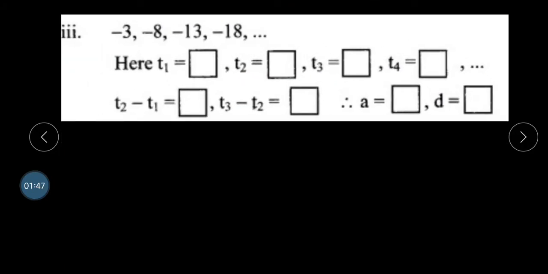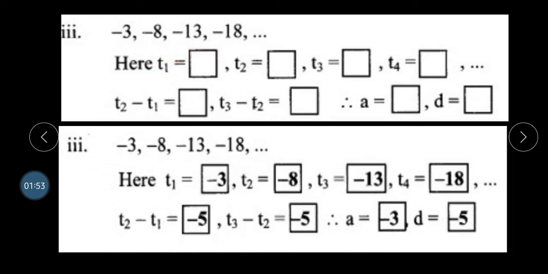This is your third question. Minus 3, minus 8, minus 13, minus 18. Answer. First term equal to minus 3. Second term equal to minus 8. Third term minus 13. Fourth term minus 18. T2 minus T1, that is minus 8 minus minus 3, so we'll get minus 5. T3 minus T2, minus 13 minus minus 8, again we are going to get minus 5. Therefore A equal to minus 3 and D equal to minus 5.